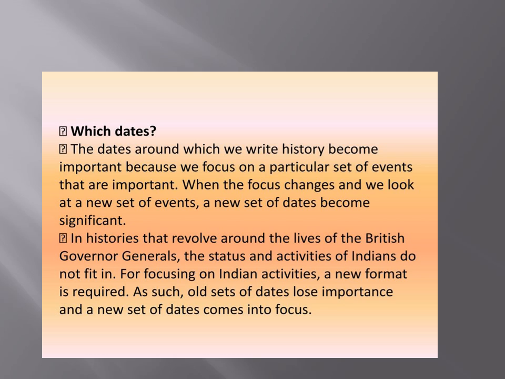When we write history or a story, we divide it into a number of chapters. Why do we do this? It is done so that each chapter has some meaning. We focus on some events that give it a shape. For example, with the governor generals, the old dates which are not so important lose their charm, and a new set of dates which are important come into focus.